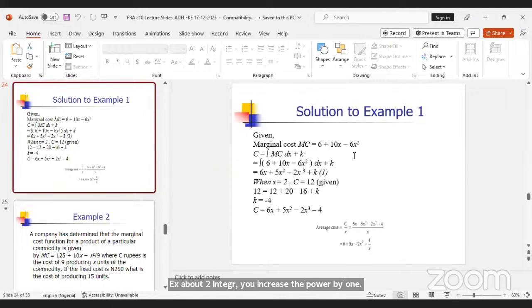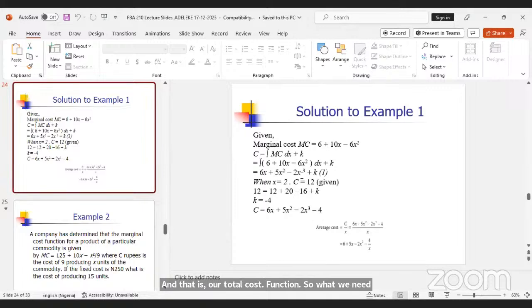So if you increase 2 by 1, it gives us 3. And then you now divide by 3. So then that gives us 6x to the power of 3 divided by 3, and that is 2x to the power of 3. Of course, since we are doing indefinite integral, you're not integrating within any limit, you add the constant c or constant k to it. And that is our total cost function.